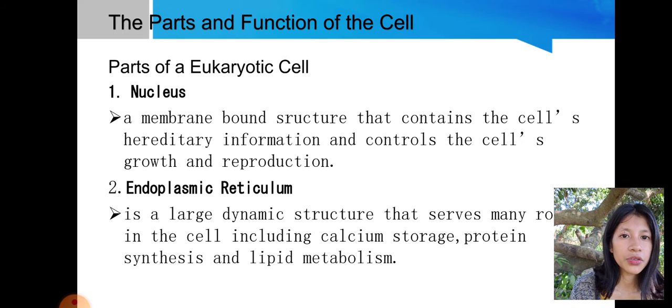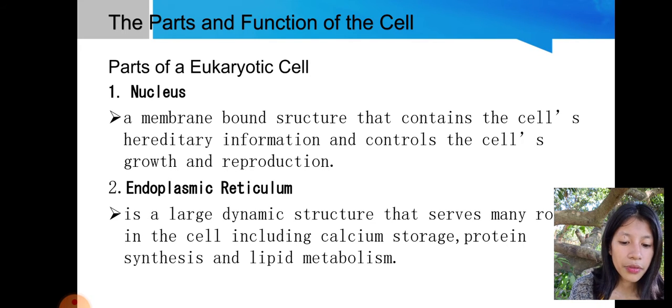First is nucleus, a membrane-bound structure that contains the cell's heredity information and controls the cell's growth and reproduction. Second is endoplasmic reticulum. It's a large dynamic structure that serves many roles in the cells, including calcium storage, protein synthesis, and lipid metabolism. We have two types of endoplasmic reticulum.